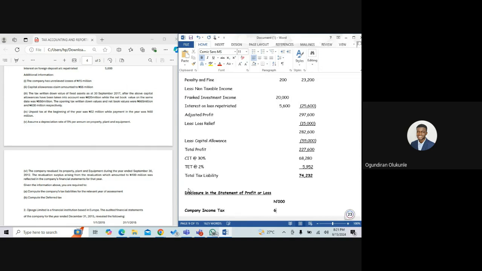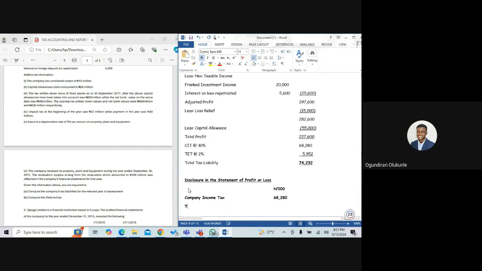We have 68,280. Then we will add tertiary education tax. What's the tertiary education tax here? We have 5,952, right? Then we will deduct the deferred tax asset provision. The deferred tax asset provision for the year. What do we have?